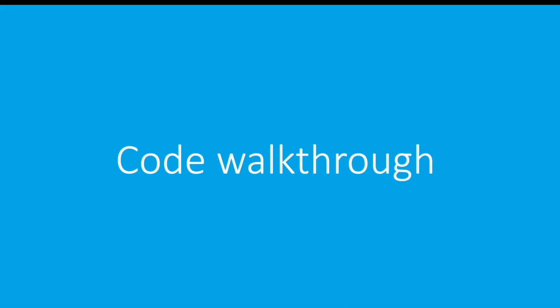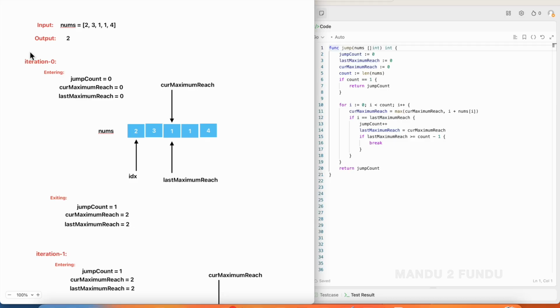Next I'm going to do the code walkthrough with a sample input. Let's do the code walkthrough for this input, and the expected output is 2. So first we initialize the jump count to 0, the last maximum reach is 0, the current maximum is 0, and the count is 5, since there are 5 elements. And then we check the edge case. If this is a single element array, then we can simply return the jump count of 0, because we are always positioned at index 0.